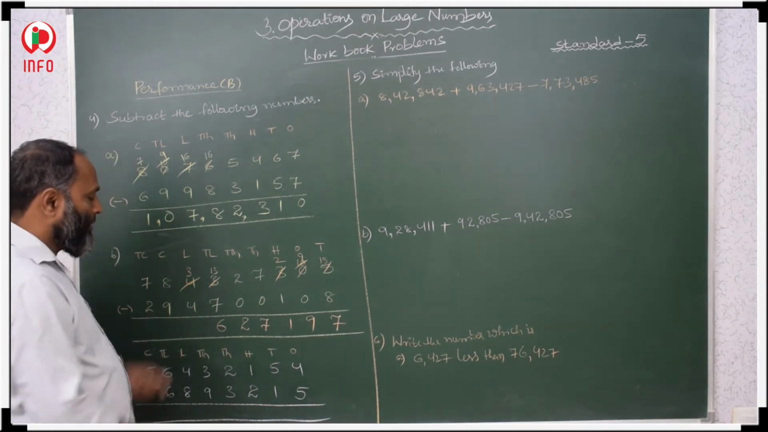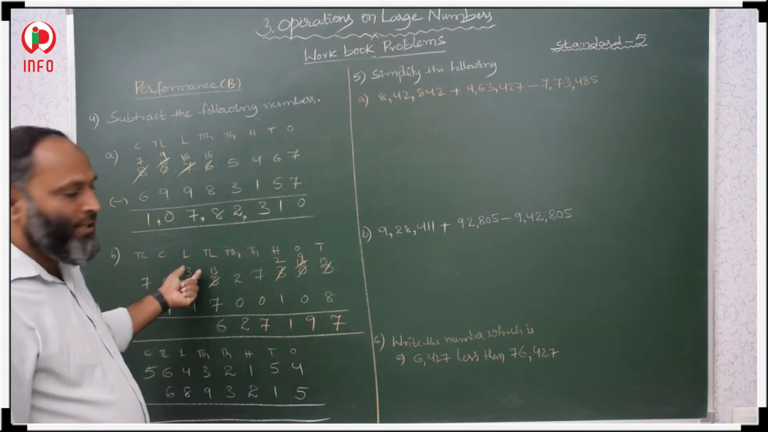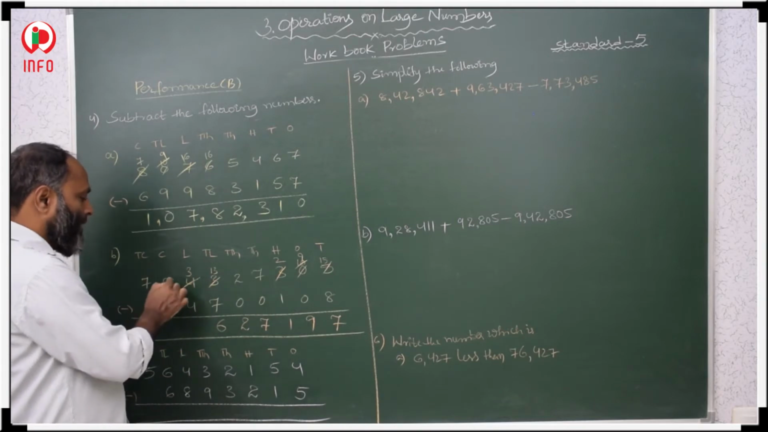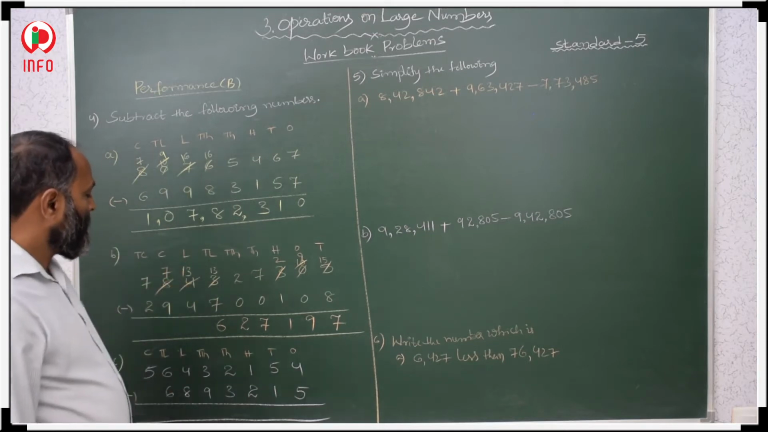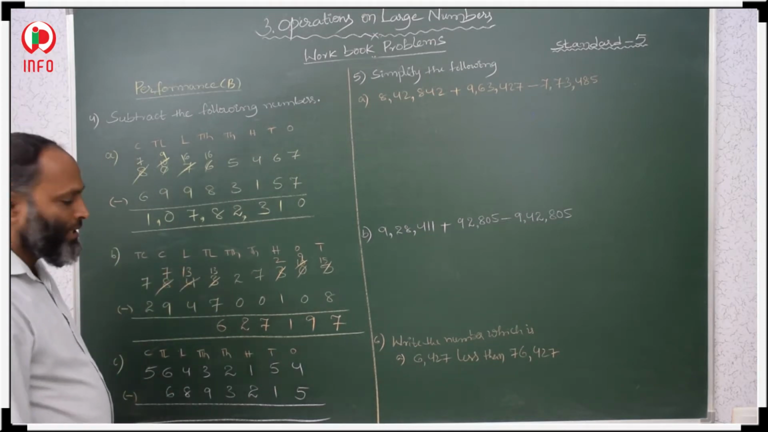Again 3 minus 4. 3 is the minuend, that is less. Take borrow from the next place. It will decrease by 1 means 7. And it will increase by 10. 10 plus 3, 13. 13 minus 4 is 9.